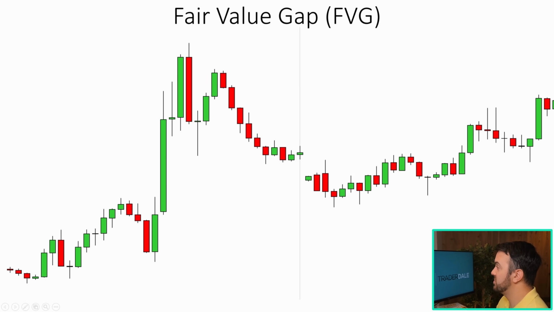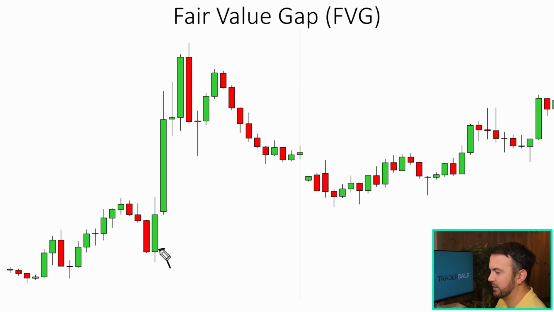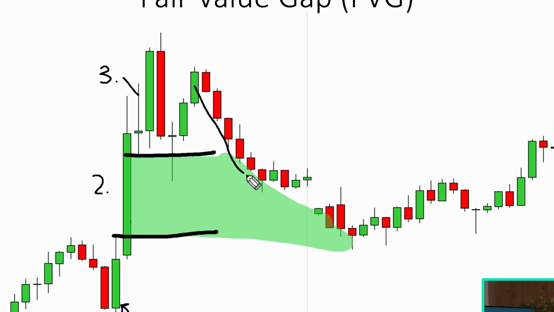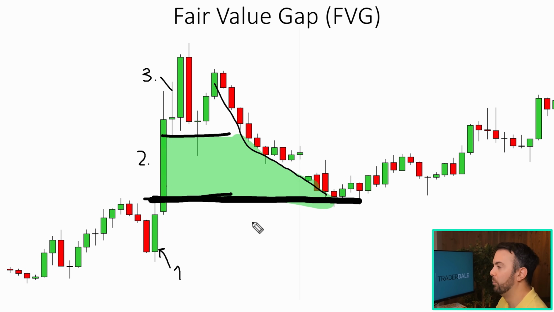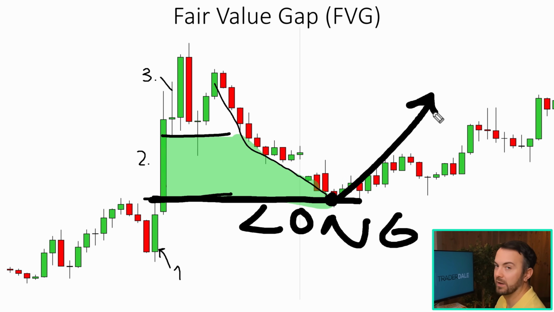So this is a simple price action chart. In here you can see a beautiful bullish fair value gap. This is candle number 1, then there's candle number 2 here, and this is candle number 3, and the fair value gap is here. As you can see, the price slowly fills the gap, but where I trade from is this level. This is the beginning of the bullish gap, and that's a long for me. So when the price reaches here, it's a long from there.